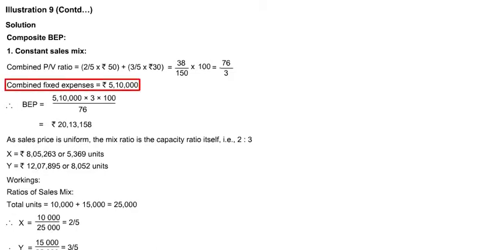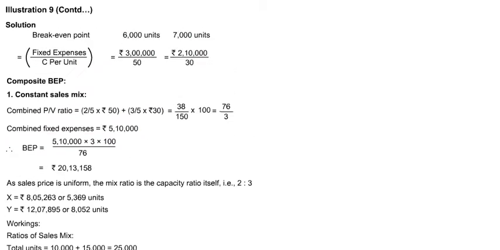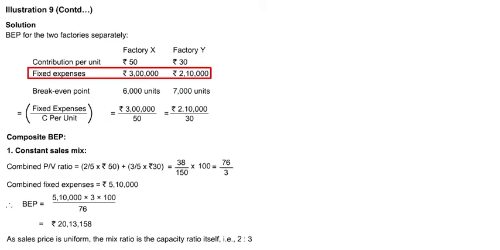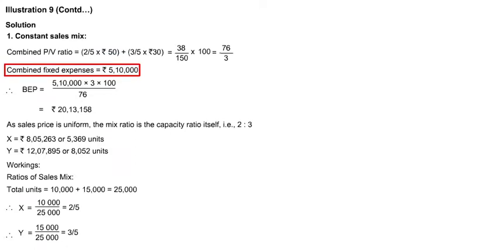And your combined fixed expenses are working out to be 5,10,000, that is 3 lakhs for X and 2,10,000 for Y. Once we have done that, what we get is 5,10,000 and this we will divide by the combined PV ratio. That gives us in rupees the BEP as 20,13,158 as our BEP in rupees which we get.